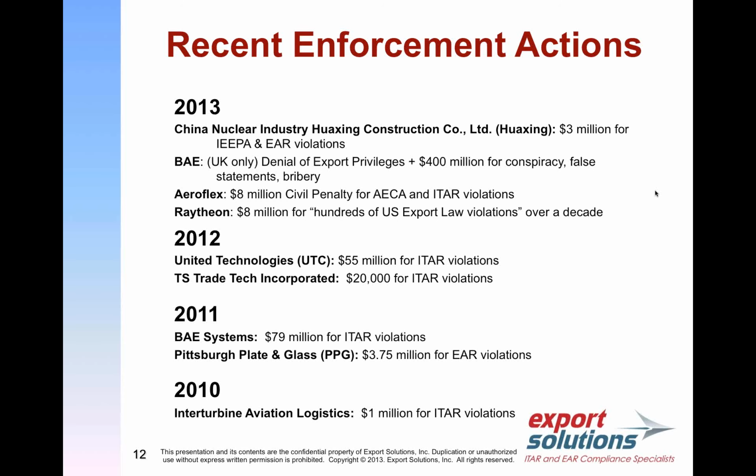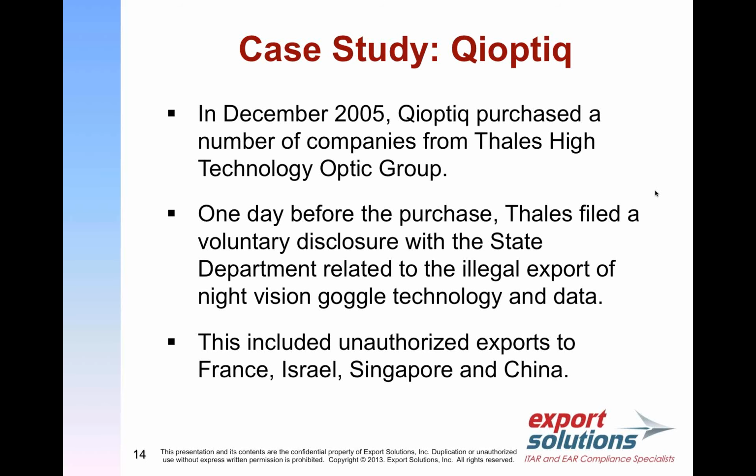So you can see that if you voluntarily disclose and you cooperate fully with the government, they're always going to let you know that they could have slapped your wrist a lot harder or hurt you a lot harder. So it always pays to cooperate. And this is some of the background. Key Optic purchased a number of companies from Thales from their optics group. And one day before the purchase, Thales decided to file a voluntary disclosure with the State Department. The timing of that you can probably debate offline, but it was the day before the purchase. And then there were, among other things, unauthorized exports to France, Israel, Singapore, and China. And China is a big no-no.